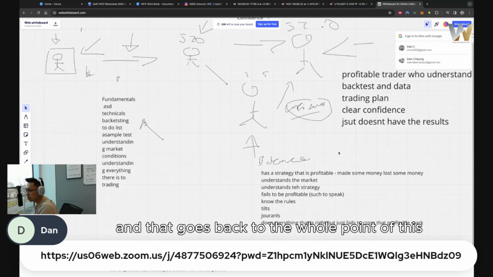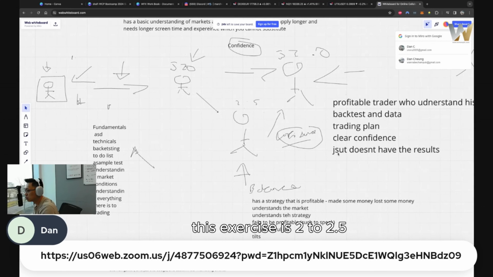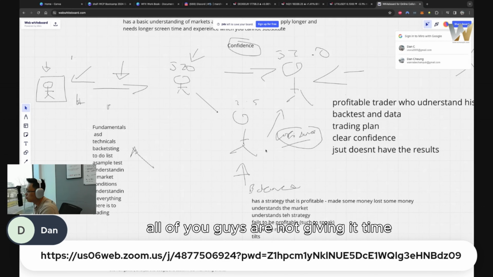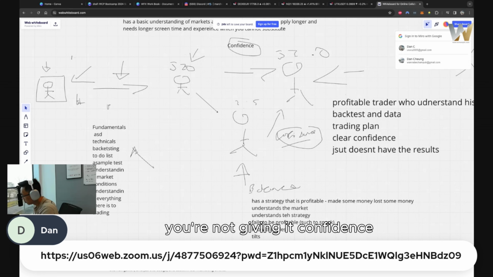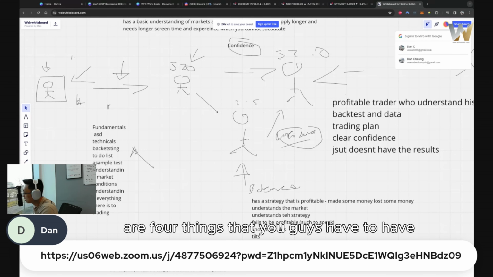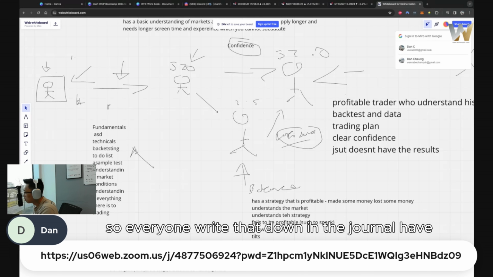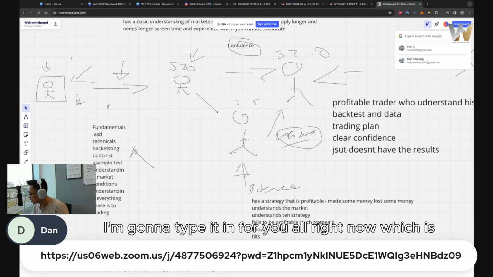And that goes back to the whole point of this exercise, which is 2 to 2.5. All of you are not giving it time. You're not giving it confidence, not giving it patience, and not giving it fun. There are four things that you guys have to have. So everyone write that down in your journal. I'm going to type it in for you right now.